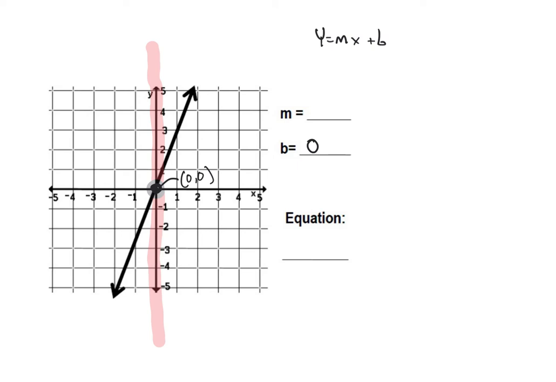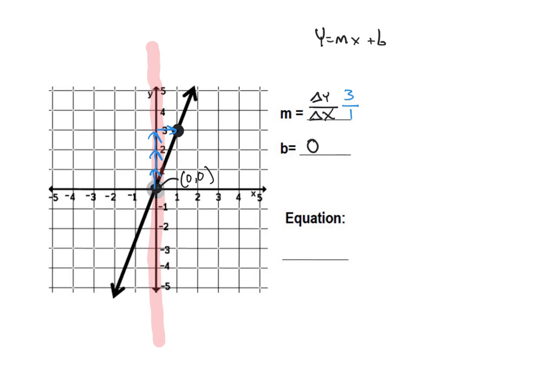So I'm going to find another point that's exactly on my grid. I'm going to use this one right here because it's exactly on the coordinate plane. And I'm going to calculate my change in y over my change in x. So in this case, I'm going up 1, up 2, up 3. So that's 3. And then over 1. So my slope is 3 over 1, which is just 3.